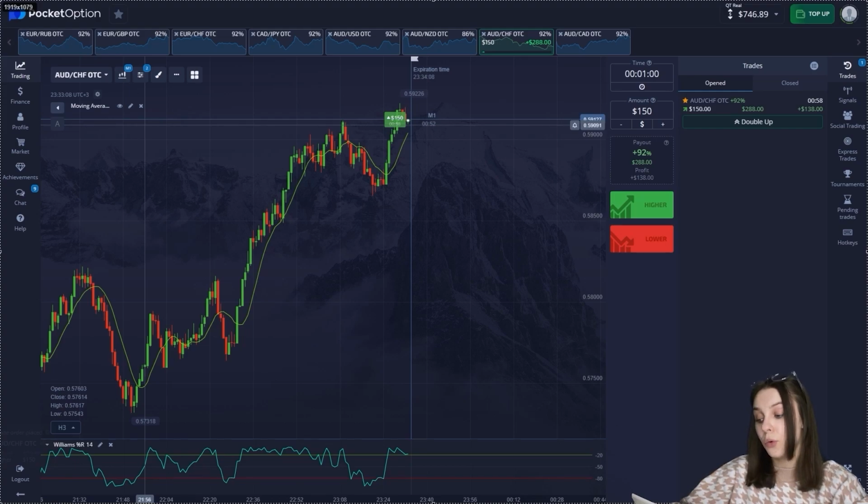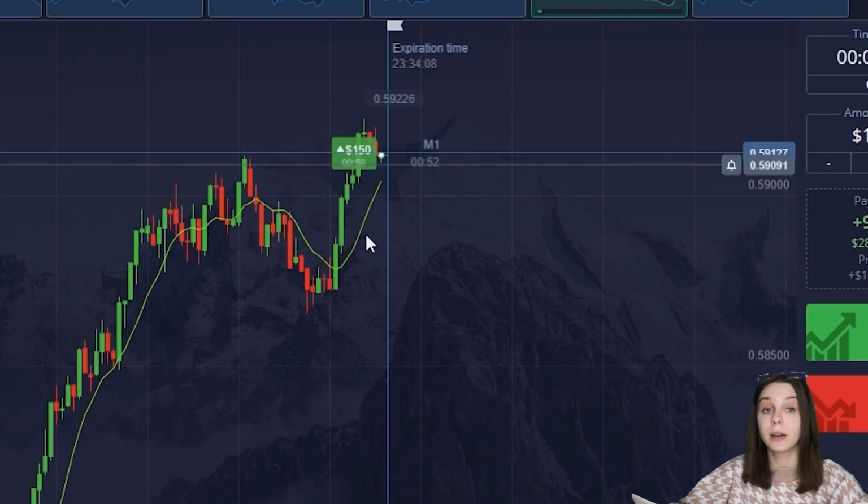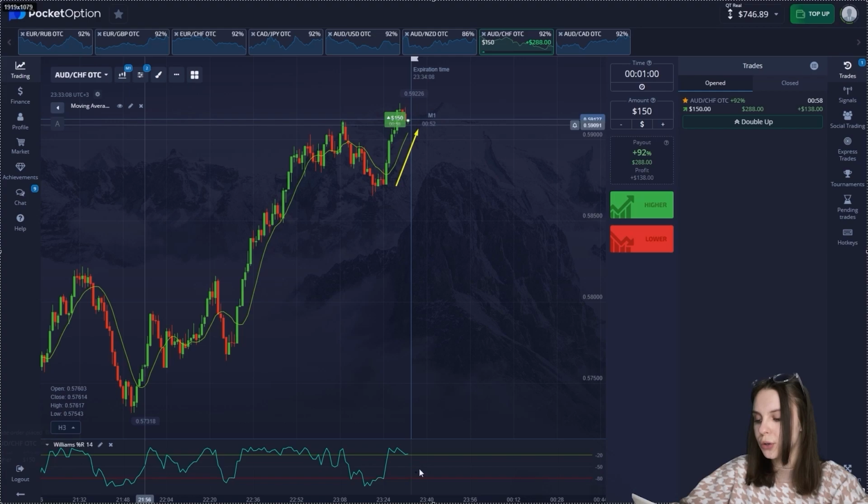Then we look at the moving average indicator, and for the indicator you can also see that the upward trend is clearly visible on our chart. Further, we look at the Williams indicator. It's also headed a little upward without entering the zone of our consolidation.